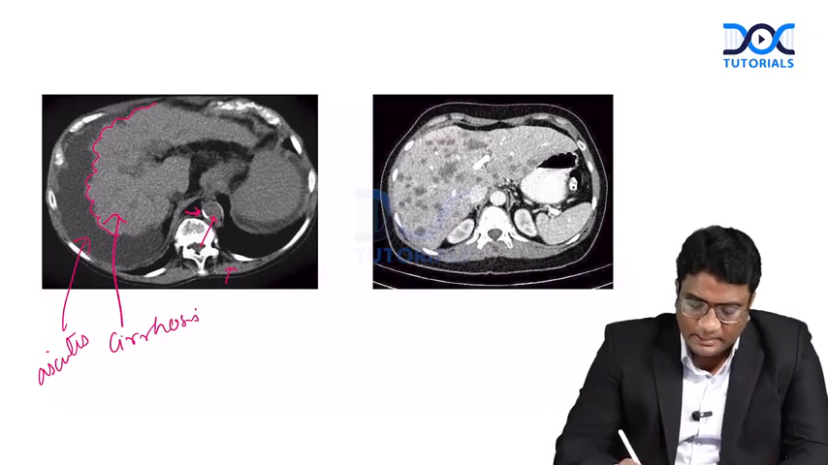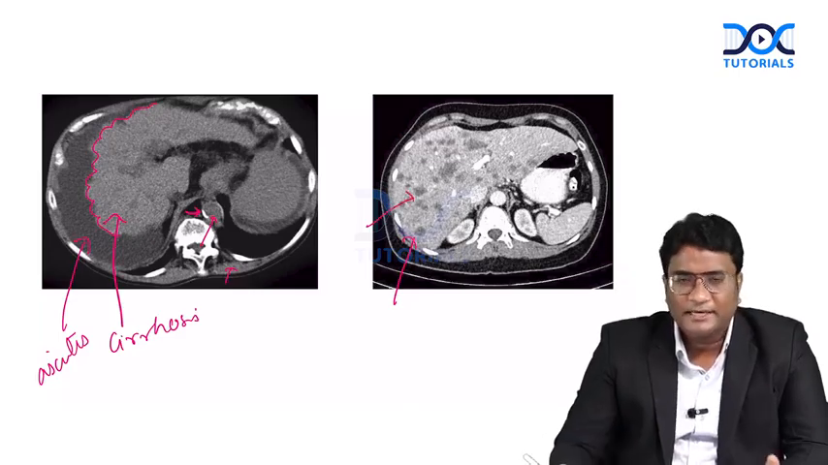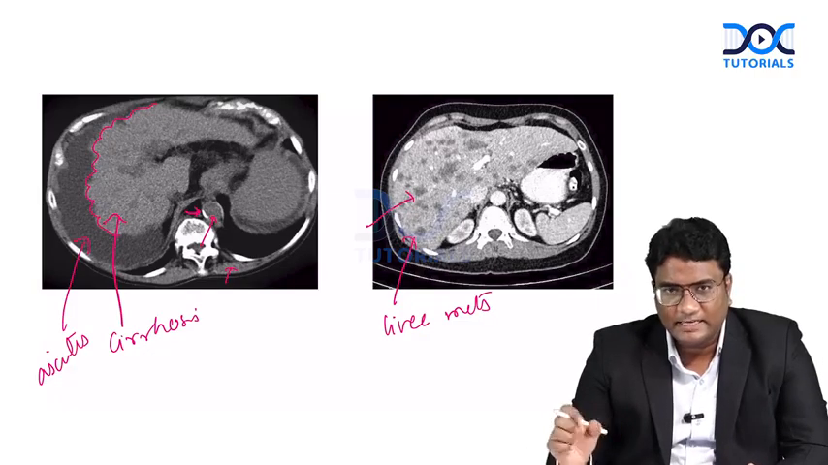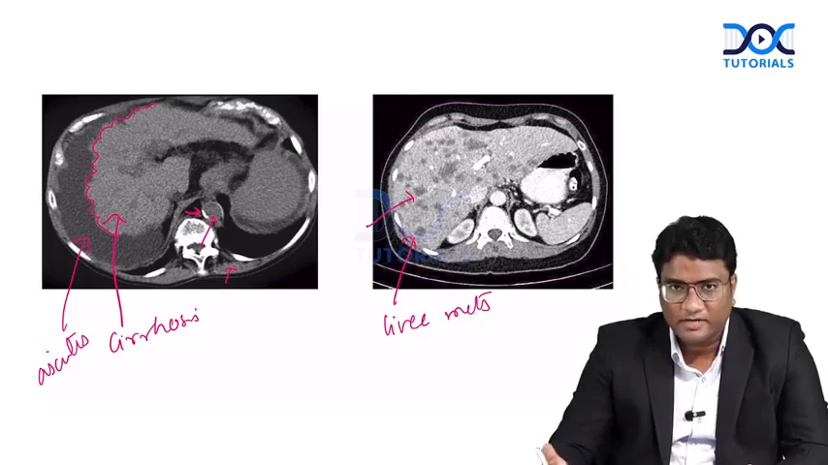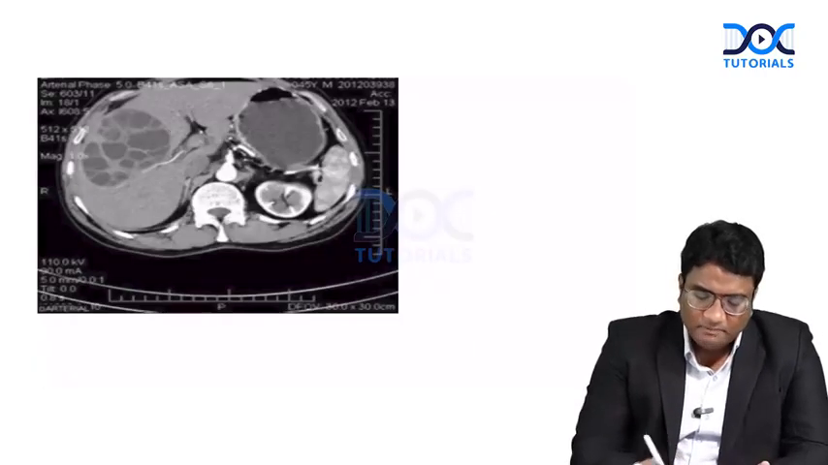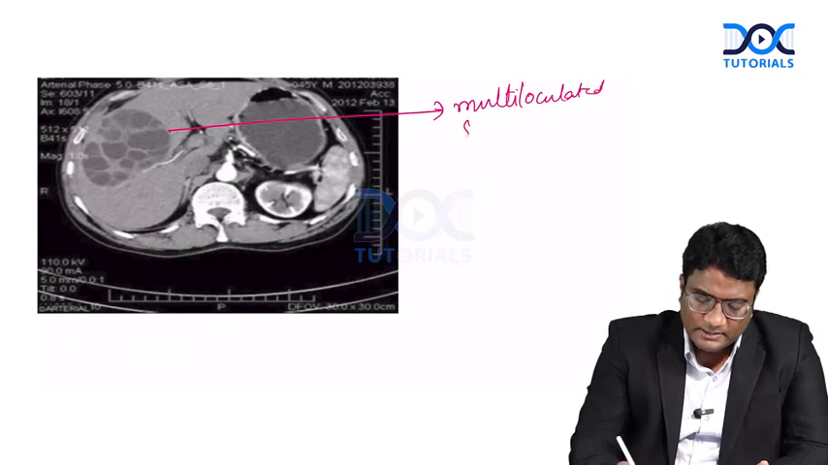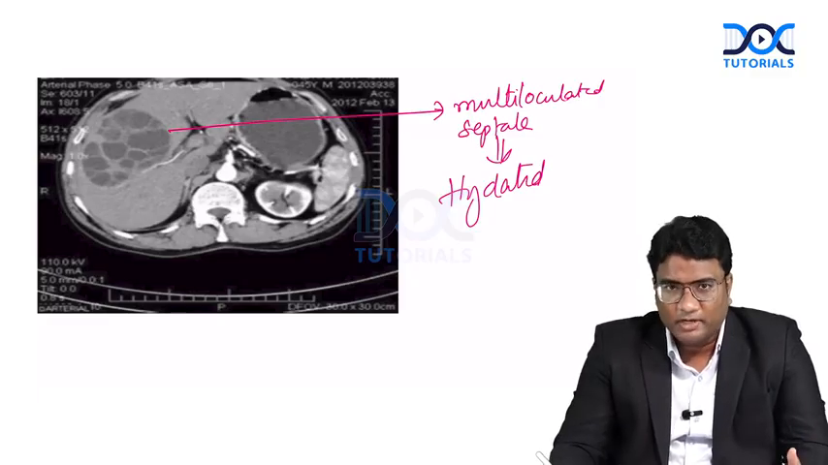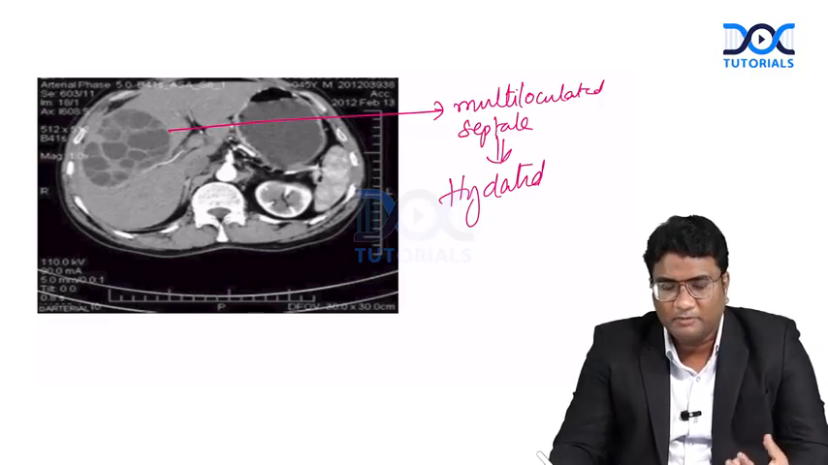So if you see such ill-defined hypodense areas in the liver, in a case of cancer, think of liver metastasis. Liver mets will be ill-defined hypodense areas scattered in the liver. This is how you have secondaries or liver metastasis. And if you see a multiloculated, septate lesion, think of hydatid. Your amoebic and pyogenic liver abscess are unilocular cavities. But if you see a multiloculated septate lesion in the liver, think of hydatid.